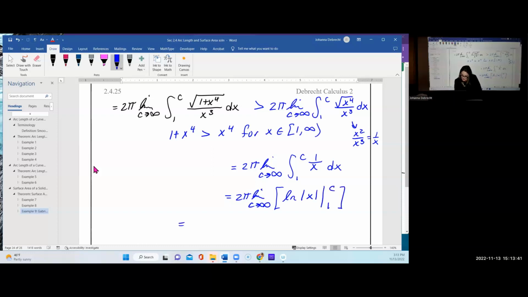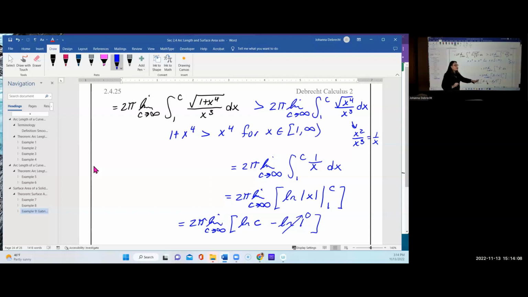So now I'm going to go ahead and substitute those in. 2 pi, limit, c is going to infinity. And I'm going to have the natural log of c. C is strictly positive, right? Because it's to the right of 1. So it's going to infinity, but it's definitely a positive number, so I can drop the absolute values, minus the natural log of 1. Well, the natural log of 1 is 0. So this gives me the natural log of c.